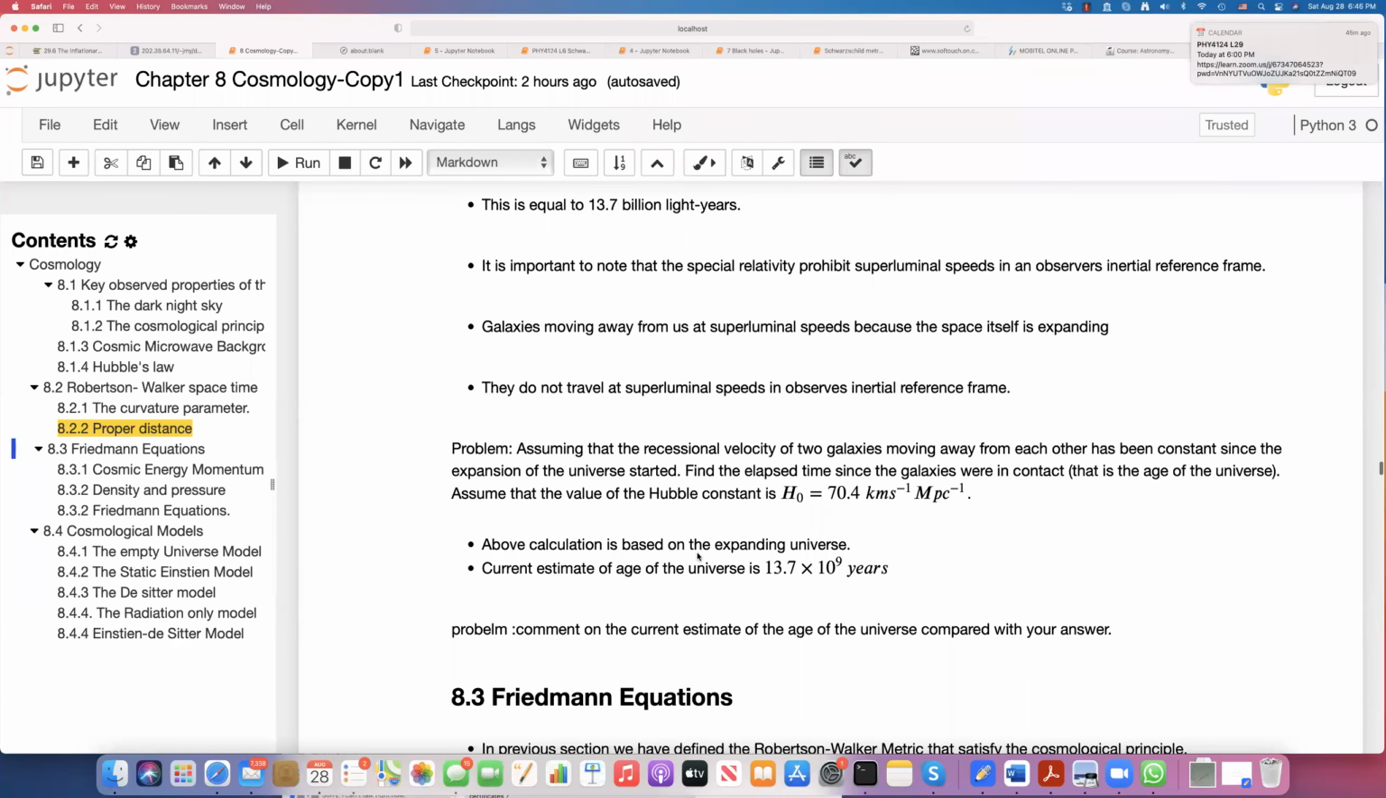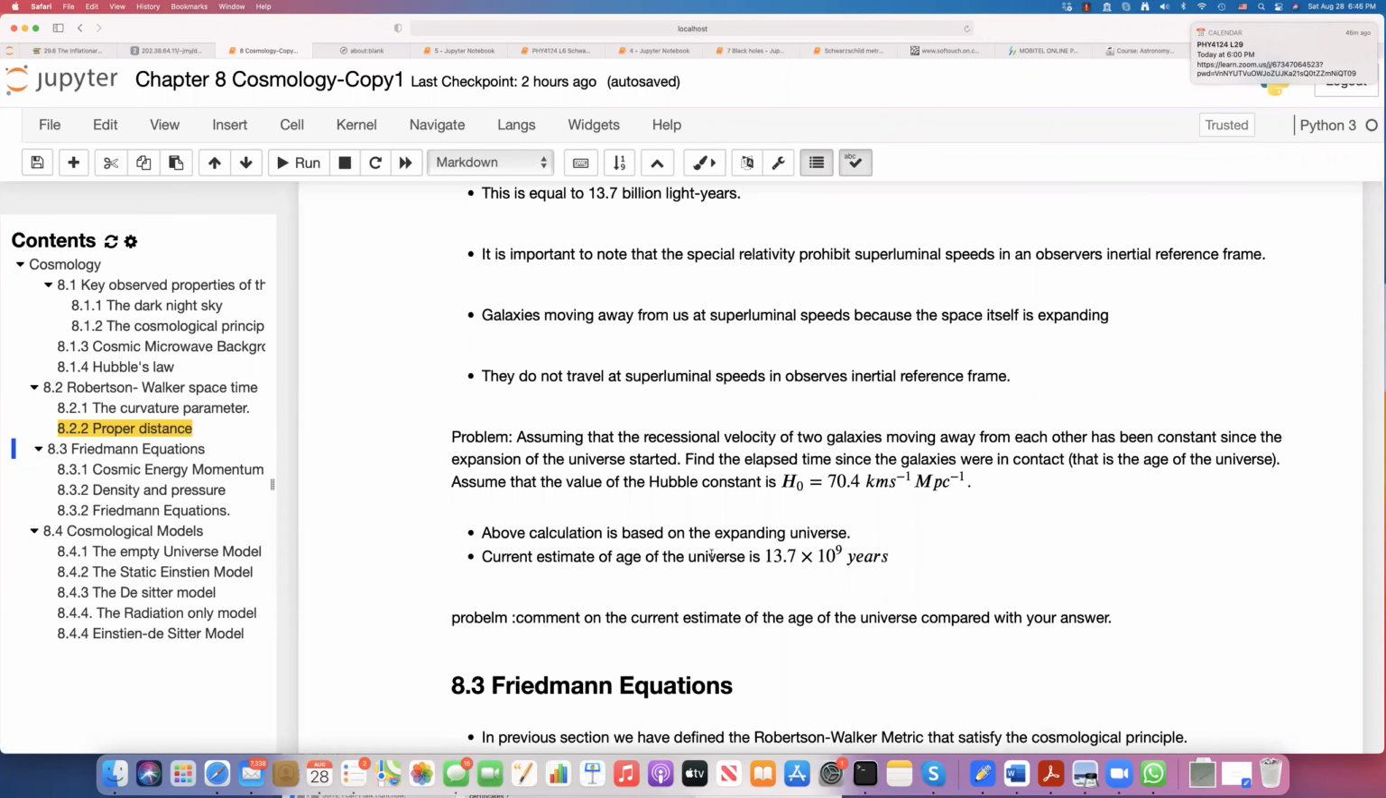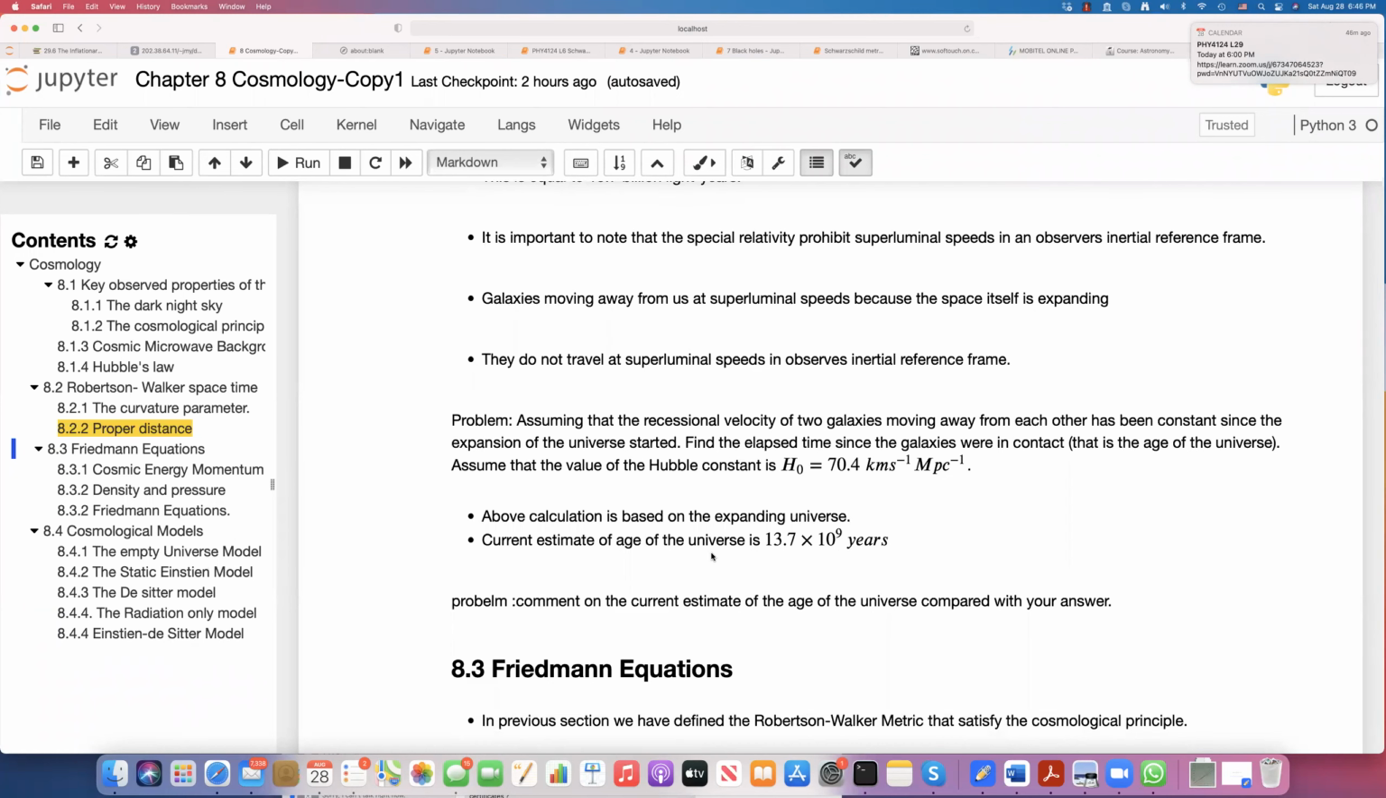So this should also be in your tutorial. And the current estimate that we have for the age of the universe from different experiments is 13.7 billion years, right? So that is the idea. We have an estimate like 13.7 billion years, and that is very close to the value that we calculate in this problem, assuming an expanding universe, right?